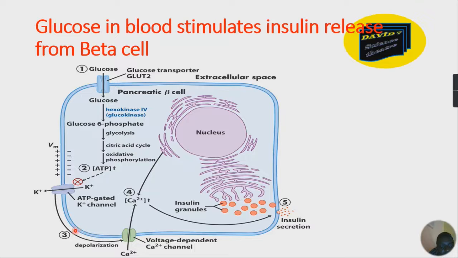The depolarization of the membrane will cause opening of voltage-dependent calcium channels. Calcium will enter the beta cell and will cause fusion of insulin-containing vesicles with the membrane of the beta cell, and insulin will be released by exocytosis. So that's how secretion occurs in response to increasing glucose in blood.